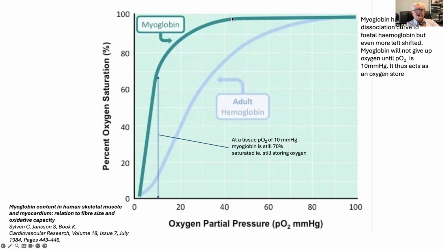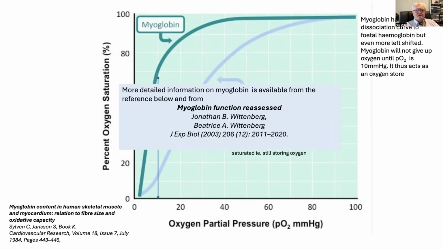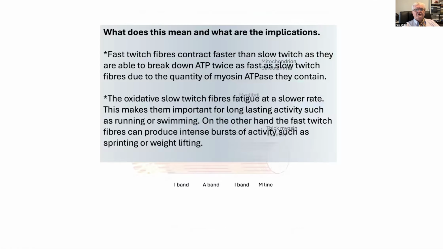This then is the dissociation curve of myoglobin. You can see it's dramatically shifted to the left. You can see that at a partial pressure of 10, myoglobin is still 70% saturated. But as it falls, large amounts of oxygen are dramatically released. That is the way it's acting as a store for oxygen. For more detailed information on this, you will obtain this from its reference.